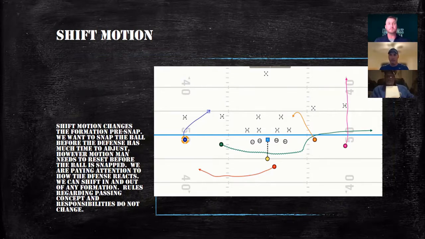For example, in early, if we called early stick right, the running back is always swinging away from the trips. Always. That's his responsibility. Our middle receiver is always running the stick route, and our inside receiver, which is our H, is always running the flat route. Our outside receiver on early would be Y, always running the ball. So say, like you see in this diagram here, we call ace, and then we go ace, shift, early, stick right.